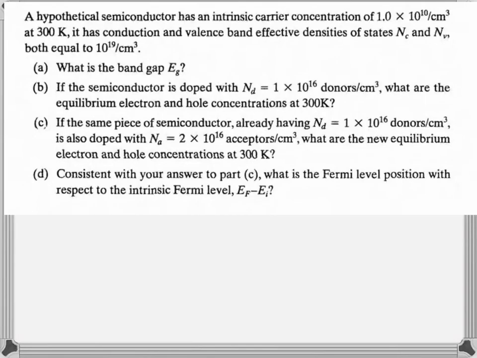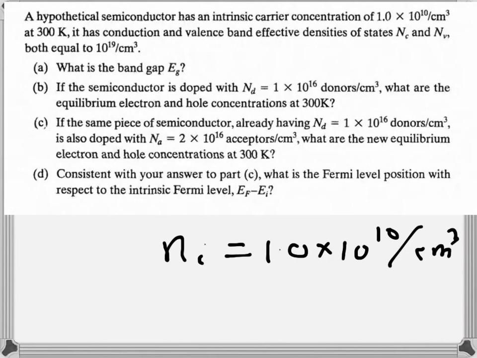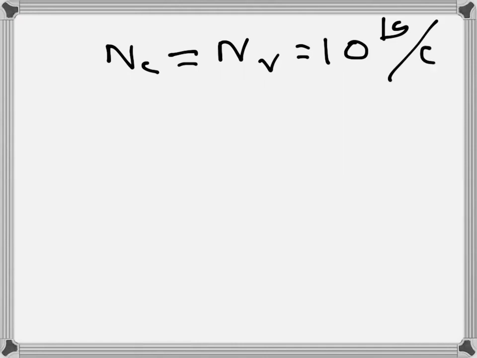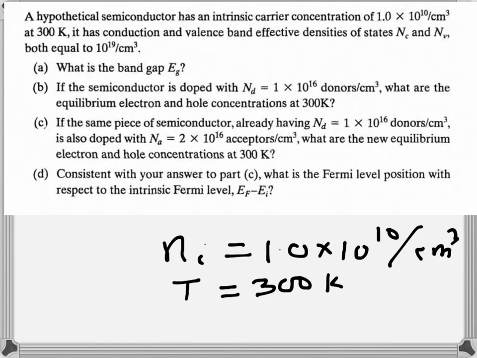So the problem says that the hypothetical semiconductor has an intrinsic concentration of 1.0 × 10^10 per centimeter cube, and the temperature is 300 K, and the conduction and valence band effective density of states, NC and NV, are both equal to 10^19. So NC and NV I will write on the next page. NC is equal to NV equals 10^19 per centimeter cube. So we need to find the band gap.